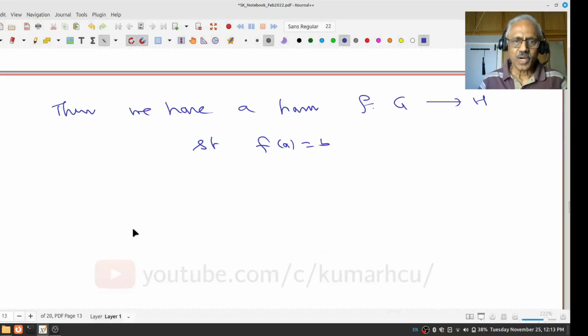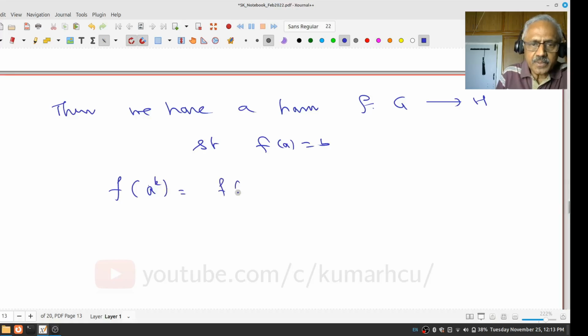Right? How am I going to define it? Think carefully. So the obvious way is, I want to define f of a to the power k equal to f of a, whole power k, which is b to the power k. If it is a homomorphism, it has to be this. Therefore, define b to the power k.